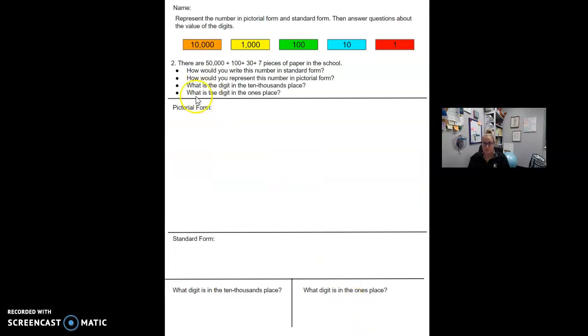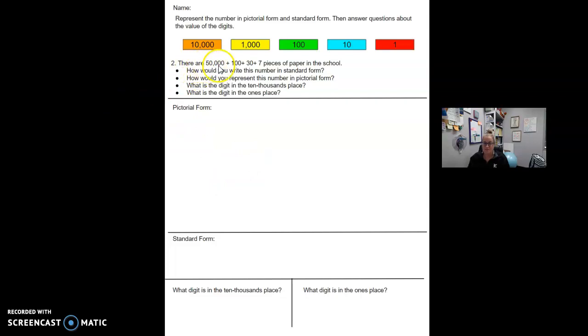Let's look at this question. Again, I have my directions: represent the number in pictorial form and standard form, then answer questions about the value of the digits. Again, I have my place value discs where I'm able to drag them to where I need them to go. And then I have my question.